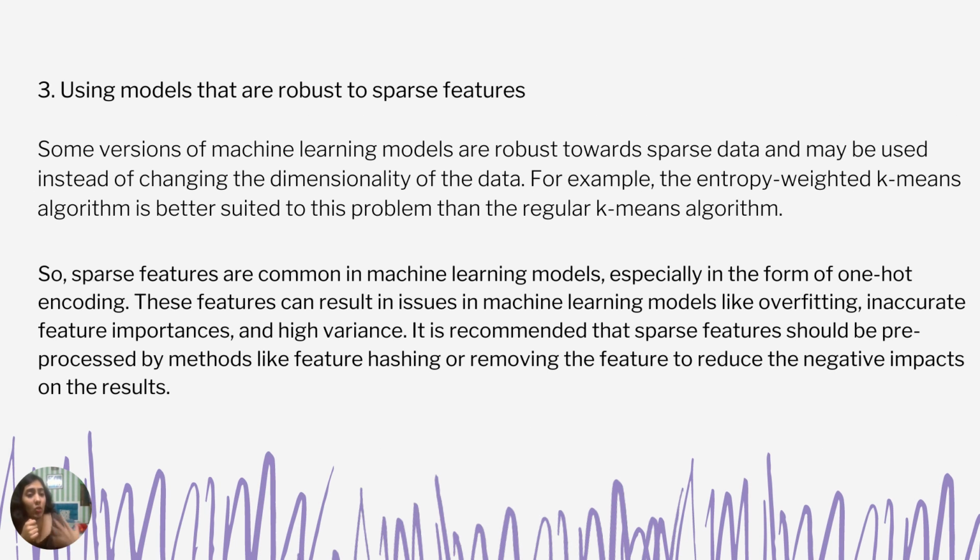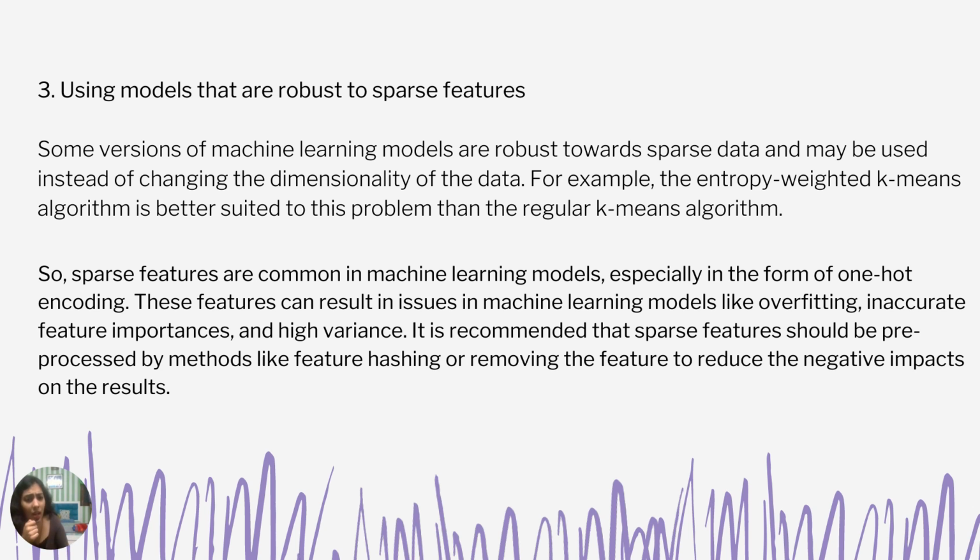Thirdly, use models that are robust to sparse features. Some versions of machine learning models are robust towards sparse data, and may be used instead of changing the dimensionality of the data. For example, the entropy weighted K means algorithm is better suited for this problem than the regular K means algorithm.